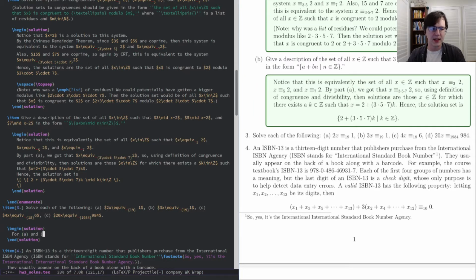Okay, so let's do A and B together because it's the same modulus. For A and B, let's count how many solutions there are. 19 is prime, and 2 is between 0 and 19 exclusive. So that means its GCD is 1, so certainly that divides 1. And 3, for the same reason, divides 1. So both have exactly one solution.